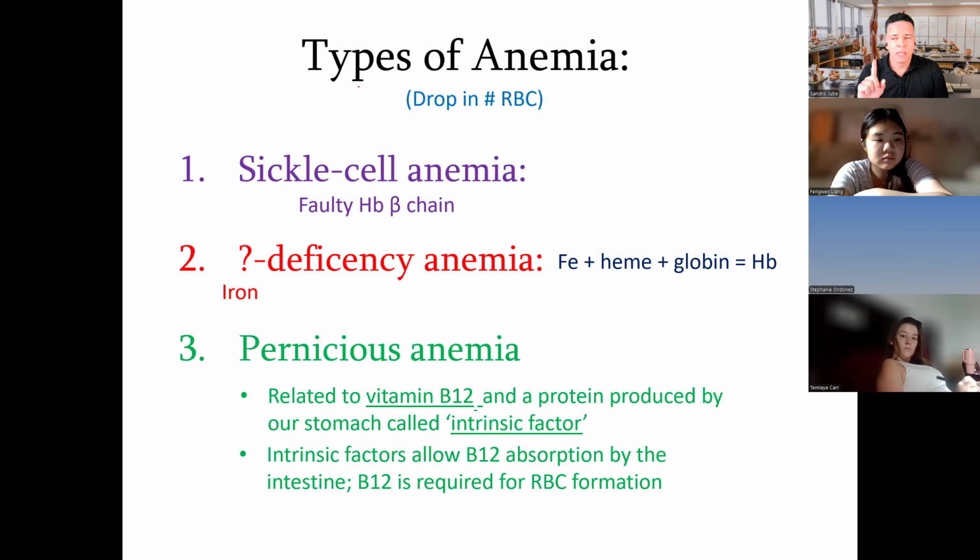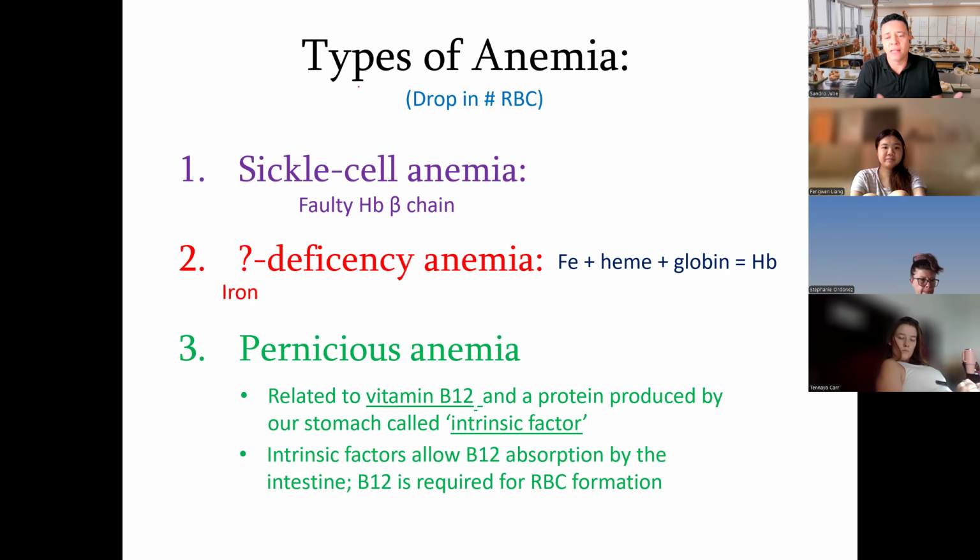Now, in order for vitamin B12 to be absorbed into our cells, we need a protein that is made by our stomach. This protein is called intrinsic factor. And some folks might have a genetic deficiency in which the amount of intrinsic factor produced by the stomach is low. So if you have low intrinsic factor, even though you might have enough vitamin B12, the vitamin B12 will not be absorbed into your cells.